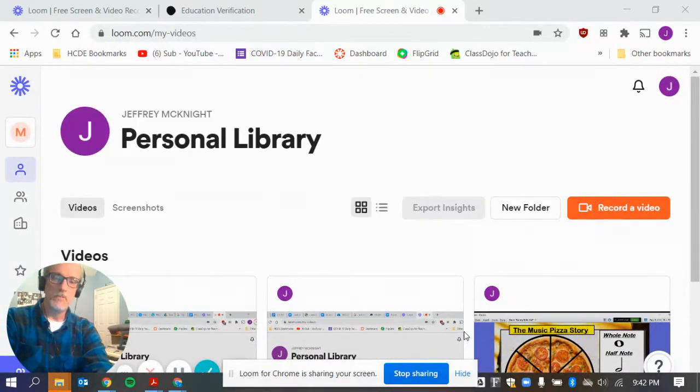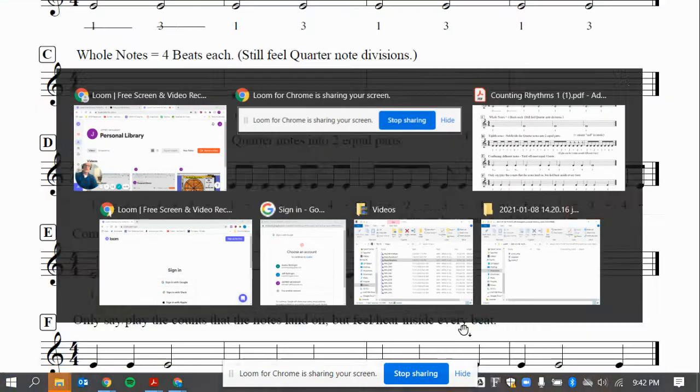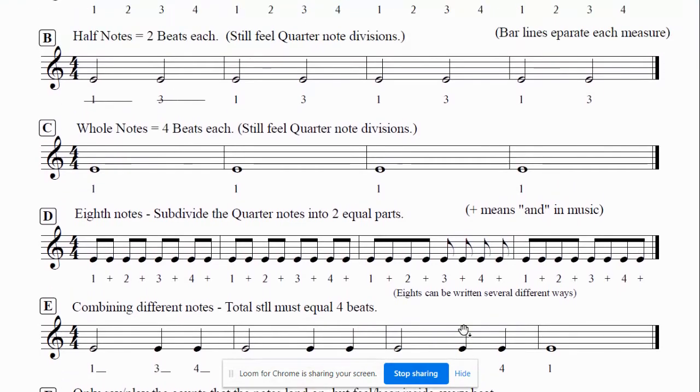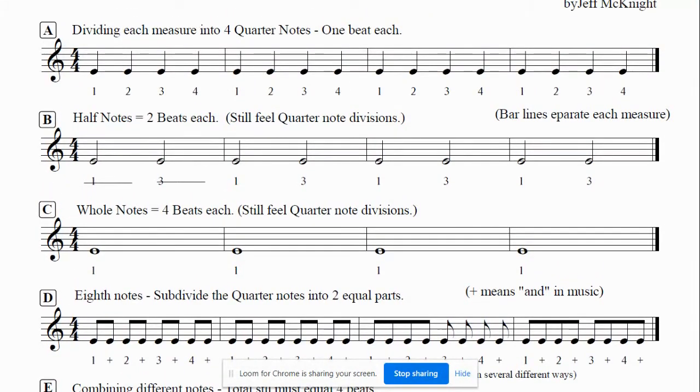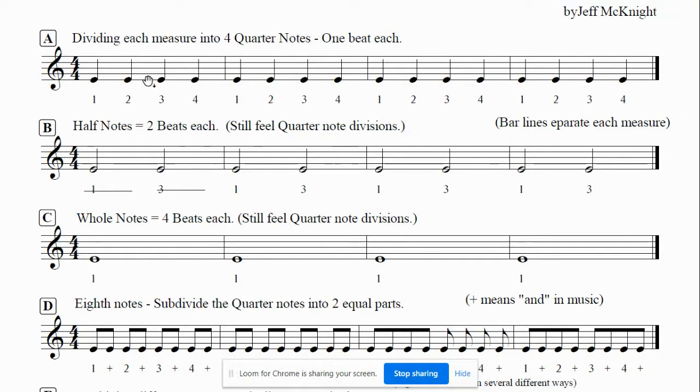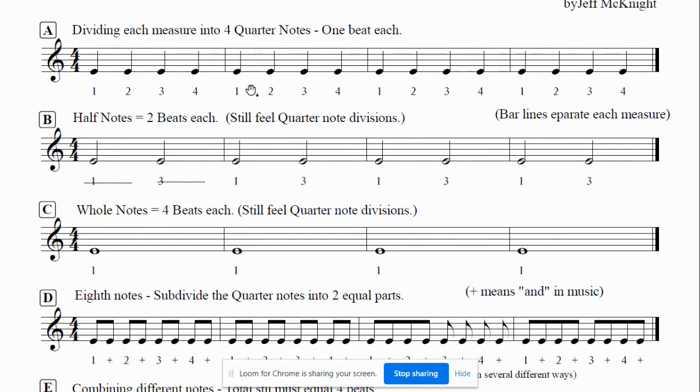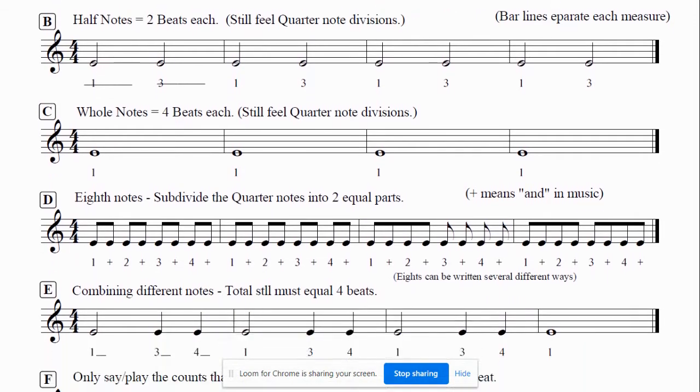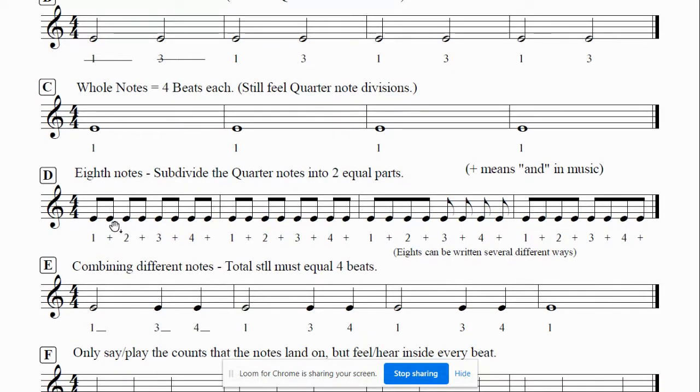Counting Rhythms number 1. Last time we took a look at lines A, B, and C, where we counted quarter notes, half notes, and whole notes. If you remember, quarter notes divide the measure into four beats each. Now we're going to talk about subdividing, going a level further down. Now we're going to divide our measures into eighths.